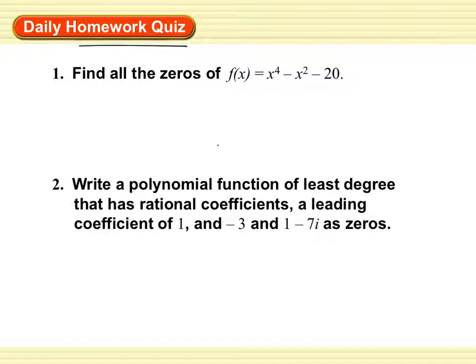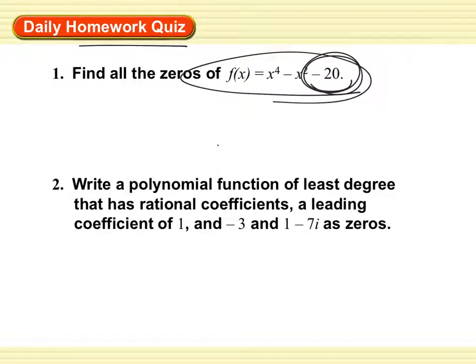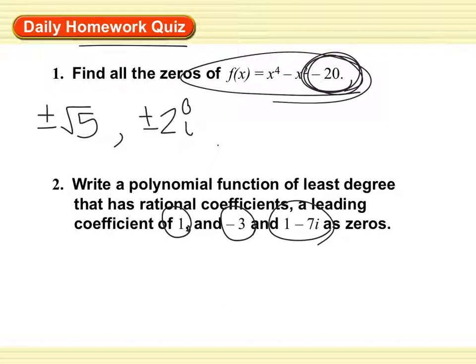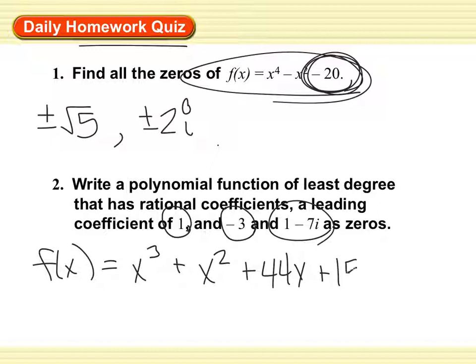All right, this is our daily homework quiz, so I'm not going to work through these. Normally we would graph these. Unfortunately, I'm looking at this one and there are no rational zeros, so we're not going to solve it by graphing. So we'd have to find all the possible zeros with the negative 20. I get plus or minus root 5 and plus or minus 2i. Polynomial function with the least degree. There we go. I get f of x equals x cubed plus x squared plus 44x plus 150.